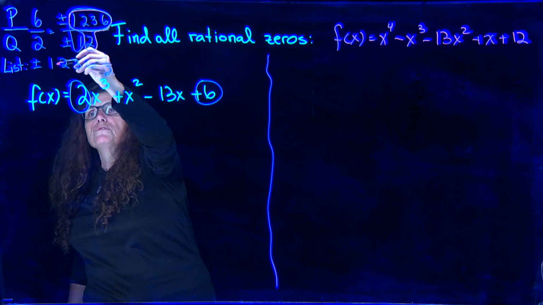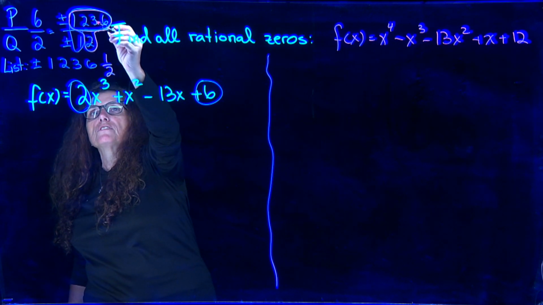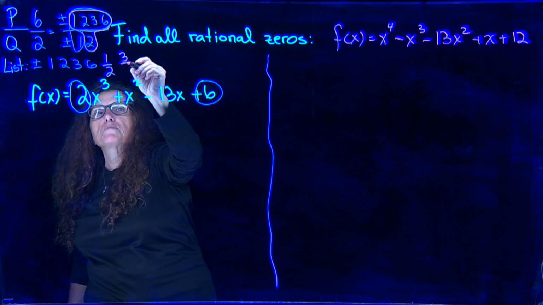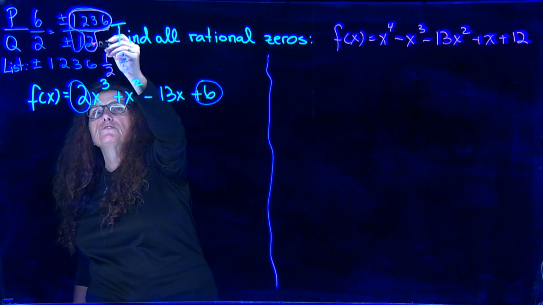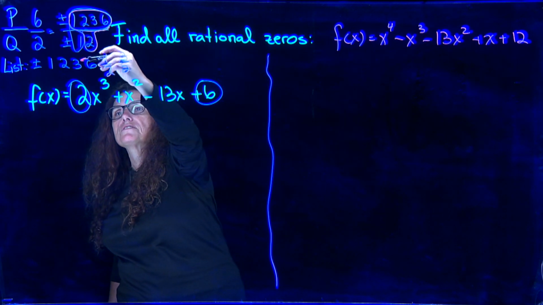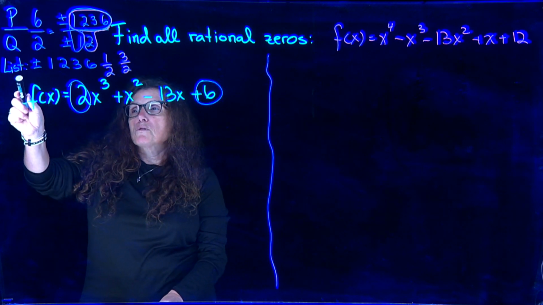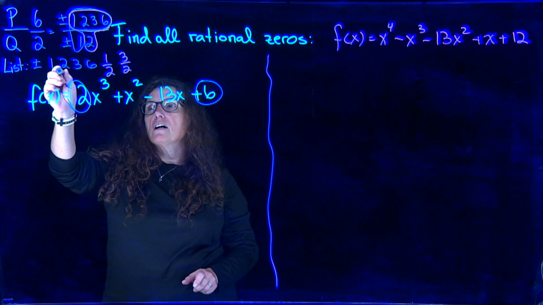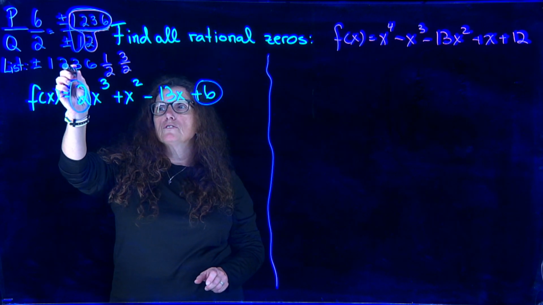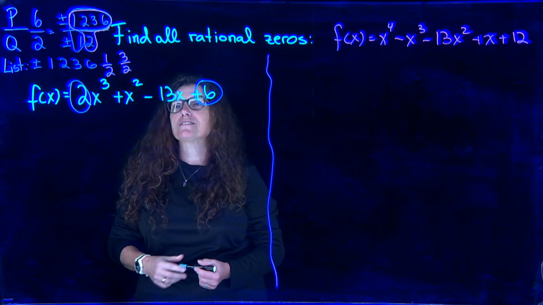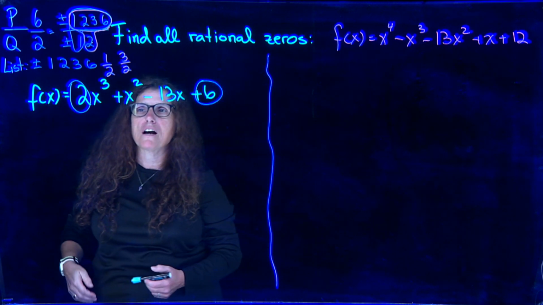2 over 2 is 1. We already have this 1. 3 over 2 is the next possible 0. 6 over 2, if I reduce it, it's 3. We already have that listed there as well. So the possible zeros here we have is plus, minus 1, 2, 3, 6, 1/2, and 3/2.